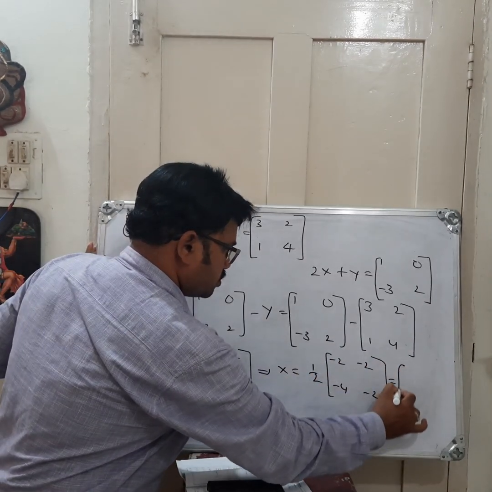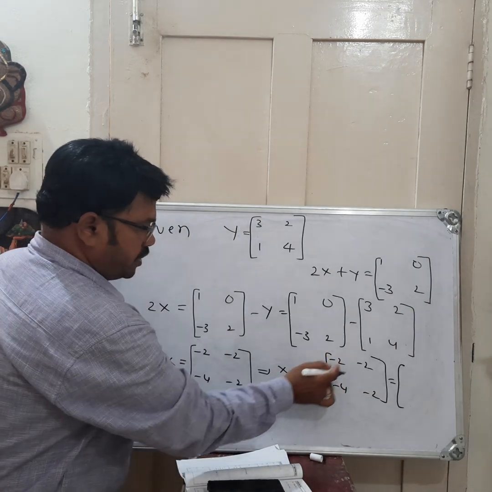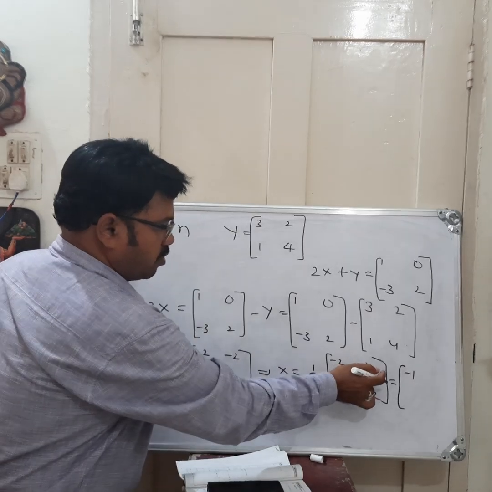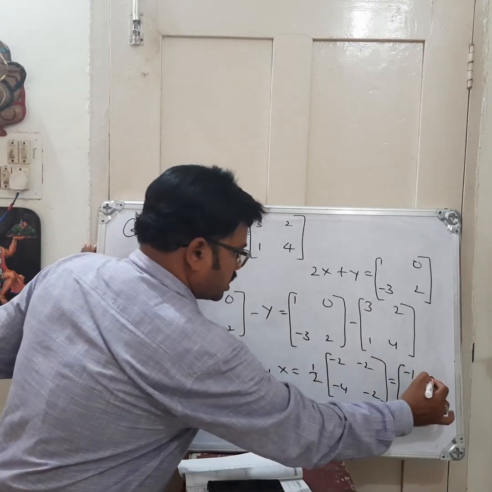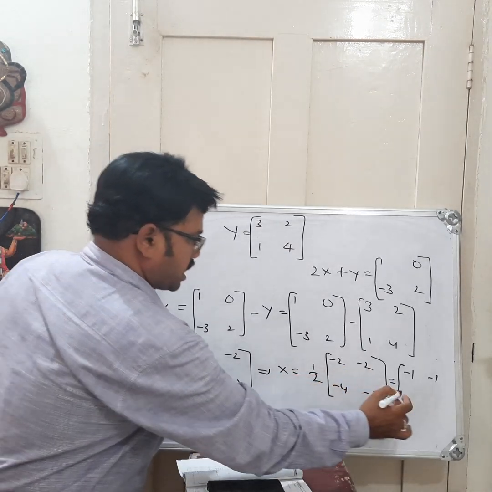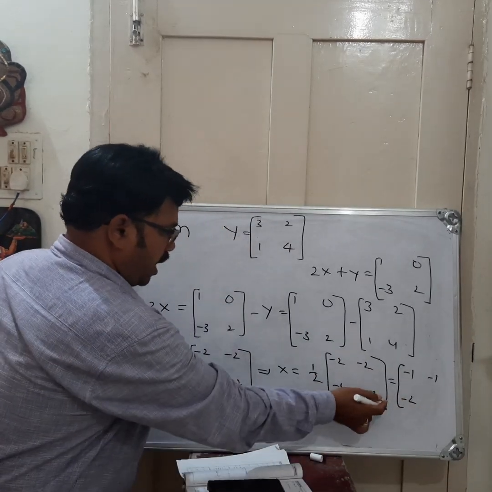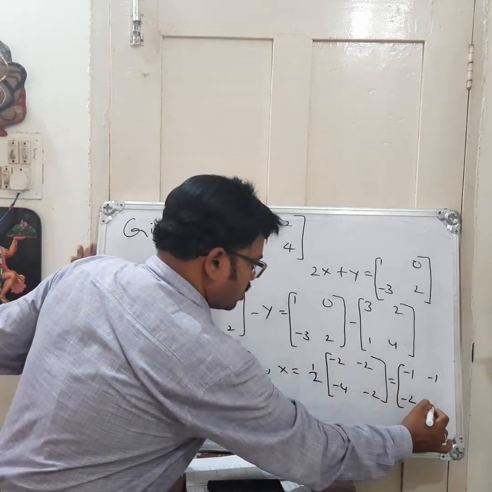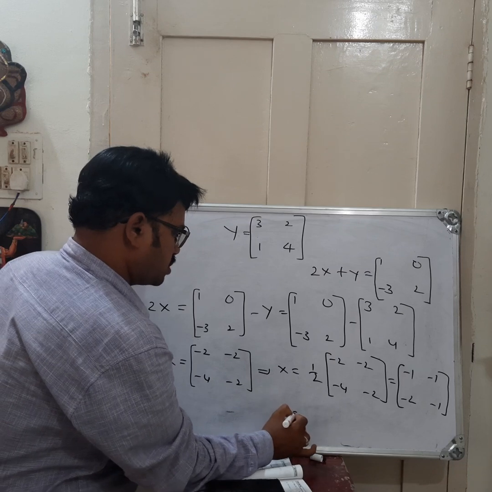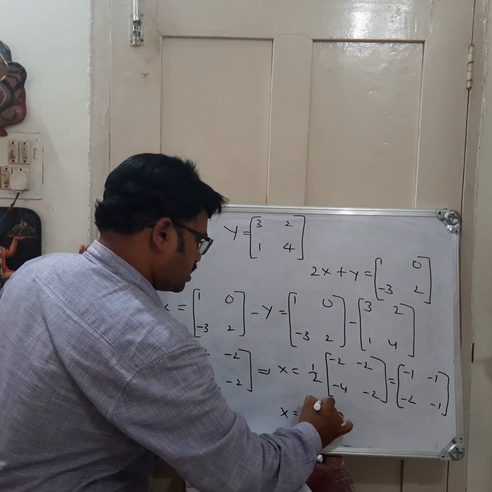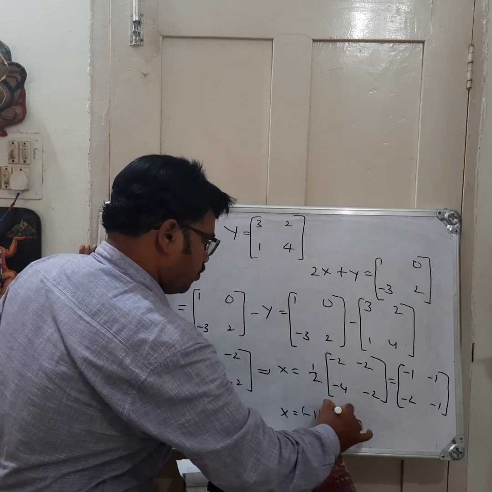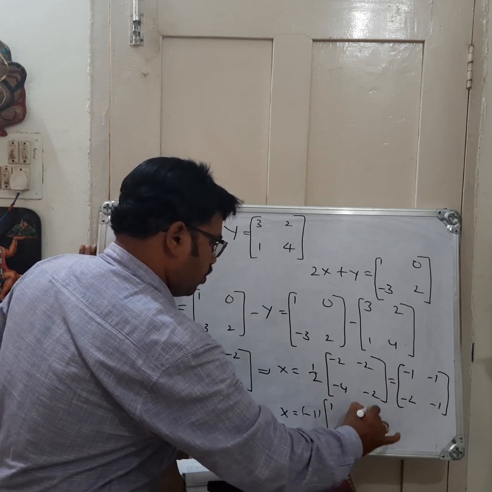Now 1 by 2 into minus 2, the 2s cancel, the value is minus 1, and 1 by 2 into minus 2, the 2s cancel, the value is here also minus 1, and minus 4 into 1 by 2, the 2s cancel, the value is minus 2, and minus 2 into 1 by 2, the 2s cancel, the value is minus 1. So you can express this value as taking minus 1 common, we get 1, 1, 2, 1.